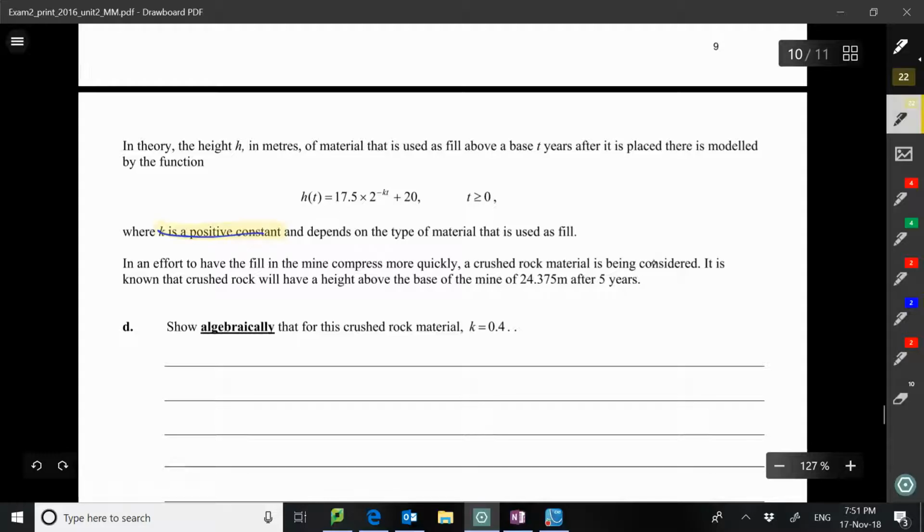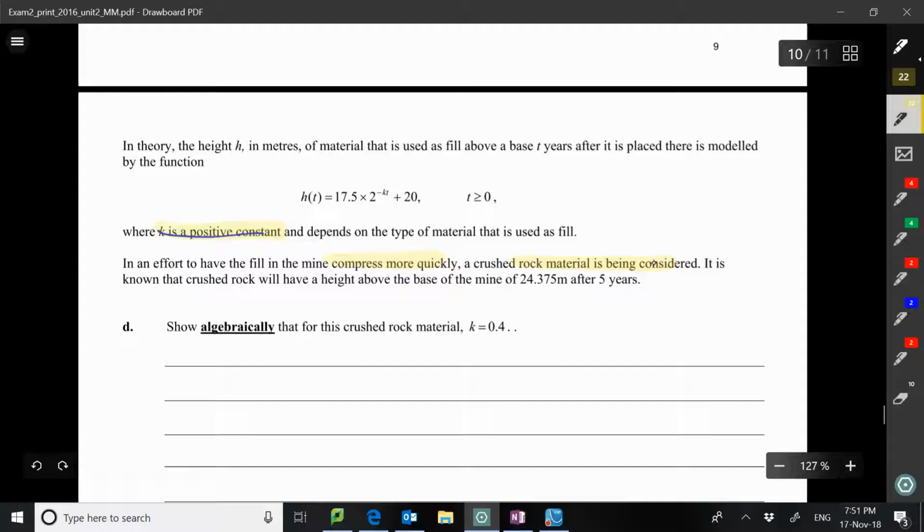K is a positive constant. It depends on the type of material that is used as fill. In an effort to have the fill in the mine compress more quickly, a crushed rock material is being considered. Okay, so you've got crushed rock.